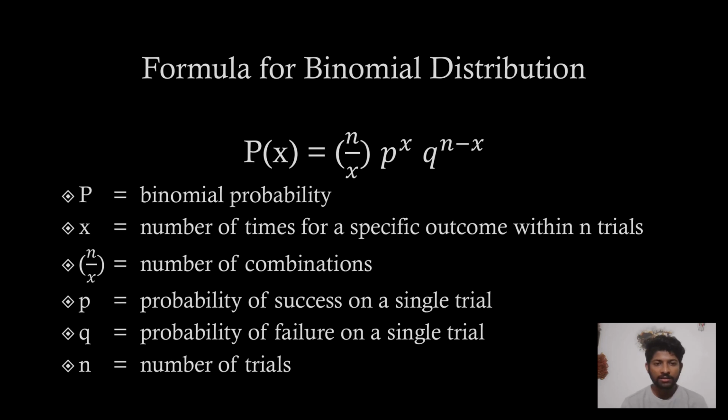So now we are going to see the formula for binomial distribution. As you can see on the screen, P of x is equal to n choose x, p to the power x, q to the power n minus x, in which P is the binomial probability and x is the number of times for a specific outcome within n trials. n choose x is the number of combinations. p is the probability of success on a single trial. q is the probability of failure on a single trial. n is the total number of trials in the binomial distribution.